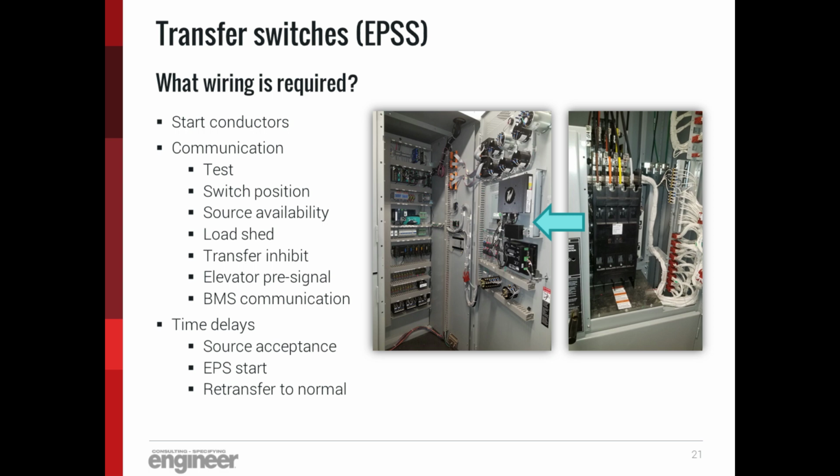There's a variety of communication protocols. We might want switch position and source availability both at a piece of paralleling gear. If you're going to do load shed through transfer inhibit, that's also additional conductors. An elevator pre-signal requires that you actually have cables that connect the ATS to the elevator. Sometimes that gets missed. Now, David, how do you feel about the future of using the internet to connect transfer switches to a facility for annunciation?